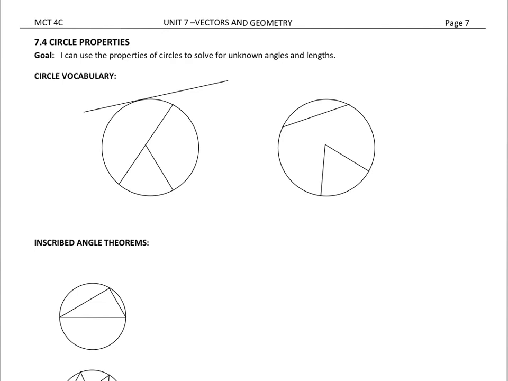Welcome to the fourth lesson in our Unit 7. Today we're moving away from our vectors and into our circle properties. And our goal today is to use properties of circles to solve for unknown angles and lengths.